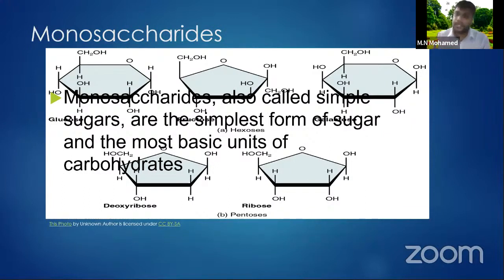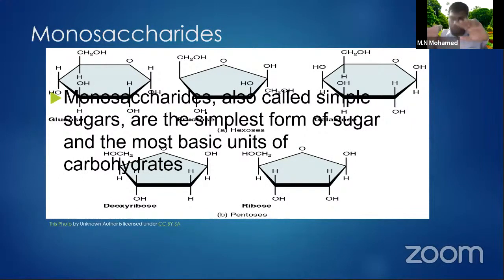Always remember, monosaccharides are simple sugars. It is the simplest form of sugar and the most basic unit of carbohydrate. Most basic unit of carbohydrate. Understood what I am saying? Therefore, it is very important.